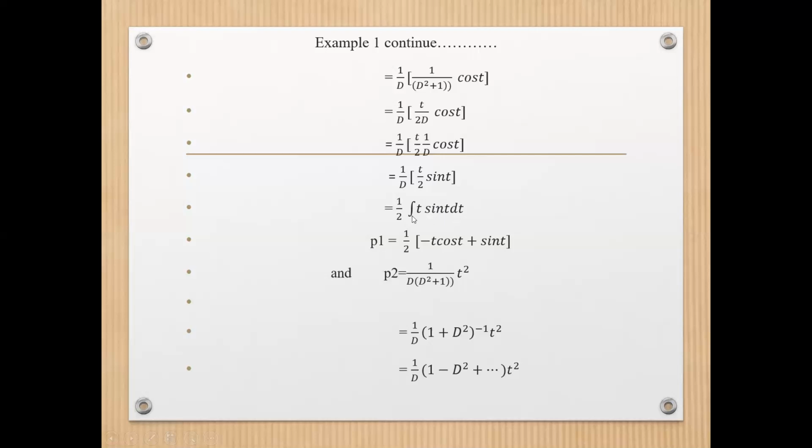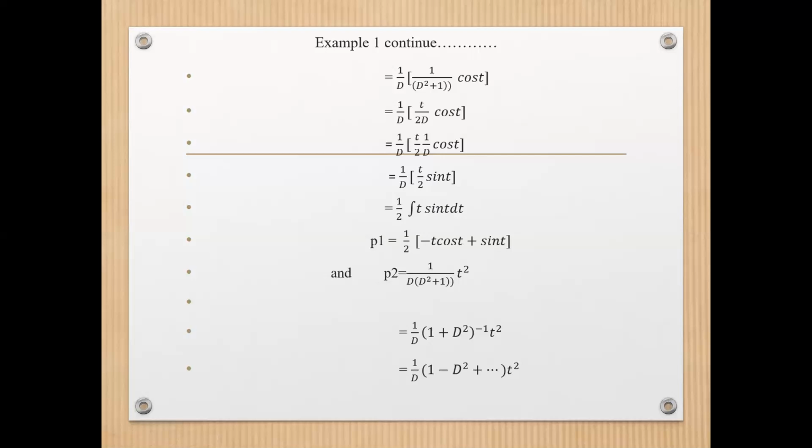We get the integration of t sin t as minus t cos t plus sin t. Here 1 by 2 is a constant. This is the particular integral related to the first term. Now for the second term, we are calling the particular integral P2.